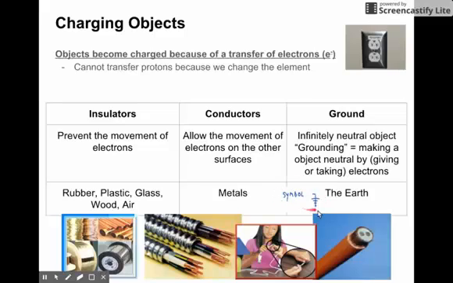The symbol for a ground is shown there in the picture. So insulators don't allow electricity to move through them. Conductors allow electricity to move through, and ground is our big neutral object. When you're looking at an outlet, the ground is that kind of circular looking port.